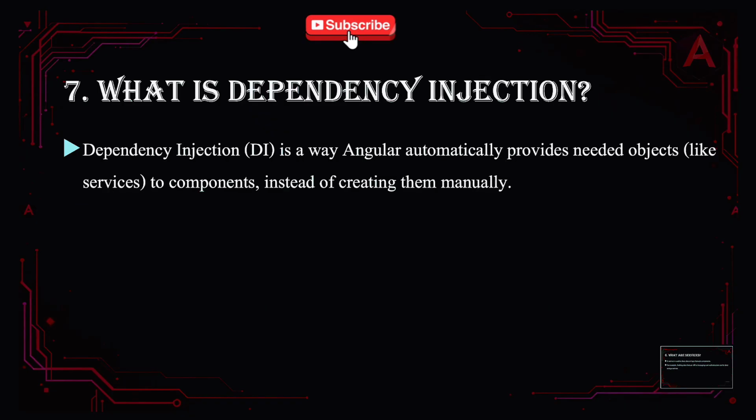Question 7. What is dependency injection? Dependency injection is a pattern where Angular automatically provides the required services or objects to your components. It saves you from manually creating dependencies. Okay, moving on.